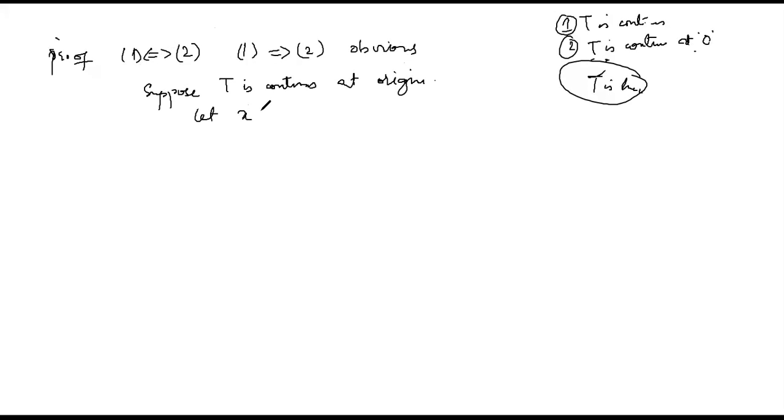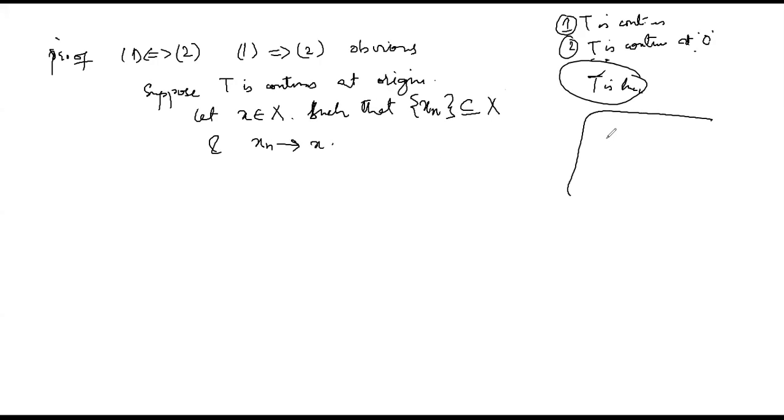Let x belong to X, such that xn is a sequence inside X and xn converges to x. So if xn converges to x, you have to keep in mind that in a normed linear space, when I say xn converges to x, I am basically saying that xn minus x, this real number, converges to 0.